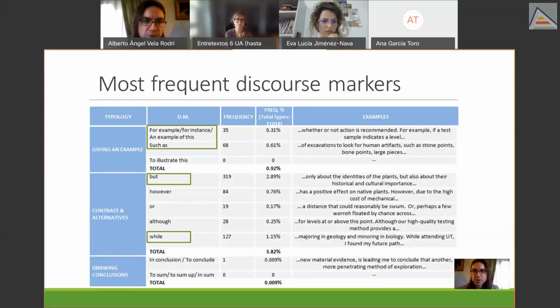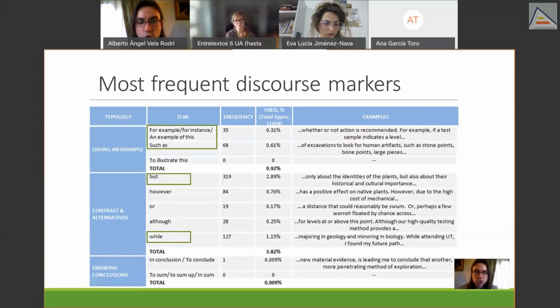We're going to finish with this: for example, for instance, as an example of this, or such as, with 35 and 68. In contrast and alternatives, we find that but is also very frequent within those texts, with 319, while with 127. But this is important.